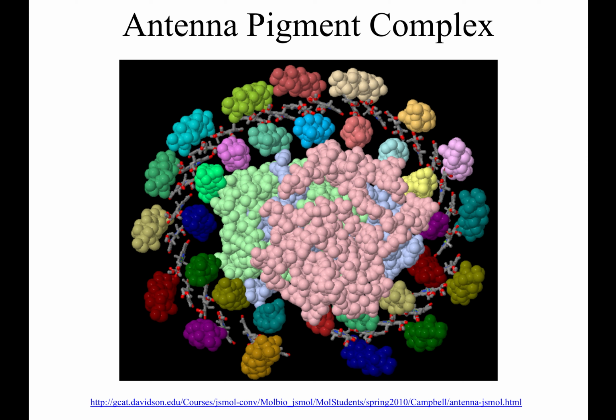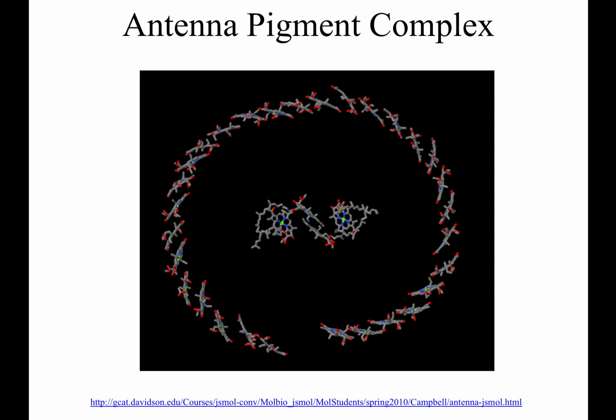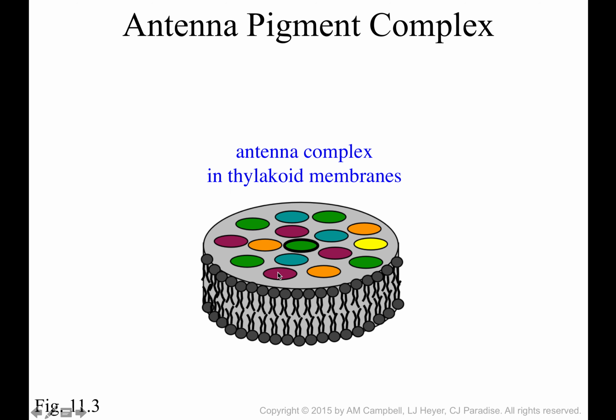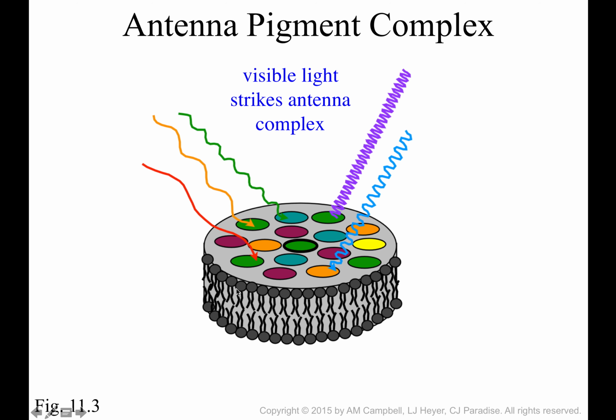In the structure of thylakoids, there are many pigments, and those many pigments are called the antenna pigment complex. Each of these pigments can absorb light, and they can transfer energy from one pigment to the next. This is called a space filling diagram, and this is called a carbon backbone diagram. If we look at a simpler diagram, here's the membrane bilayer of the thylakoid, and these different pigments are embedded in this membrane, and the whole thing is called an antenna complex.